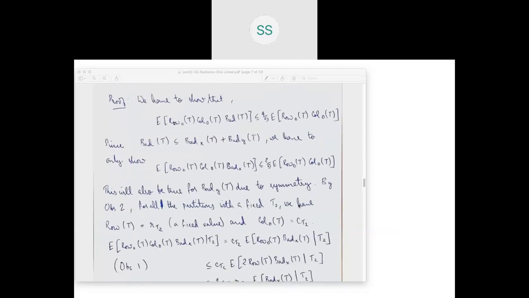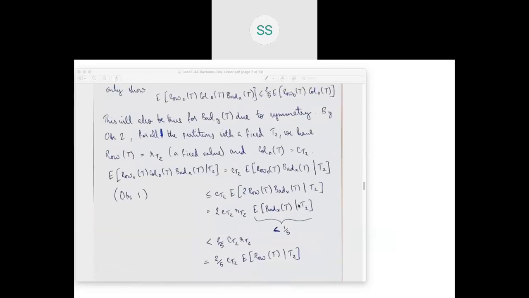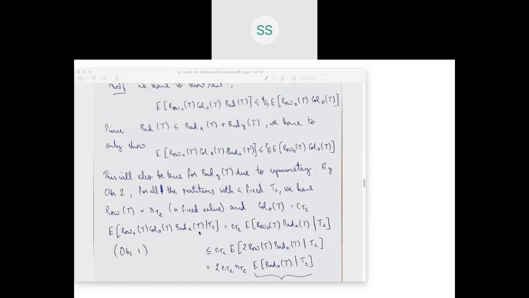Okay. So what we will do here is argue conditioned on a fixed T2. If this is true for a fixed T2, then it is true overall also, right? So let us take the expectation of this quantity over all the partitions such that T2 is fixed. So this means the expectation of row 0t, column 0t, bad xt, given T2 is fixed, meaning the expectation is taken over all the partitions T such that T2 is already decided.